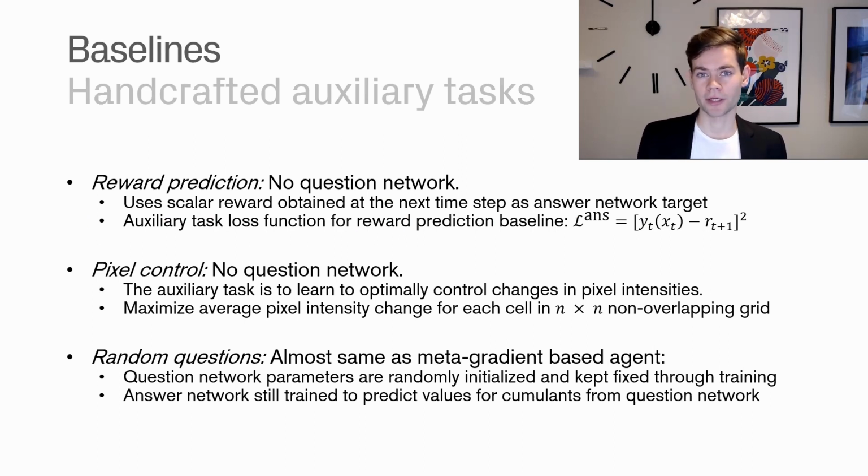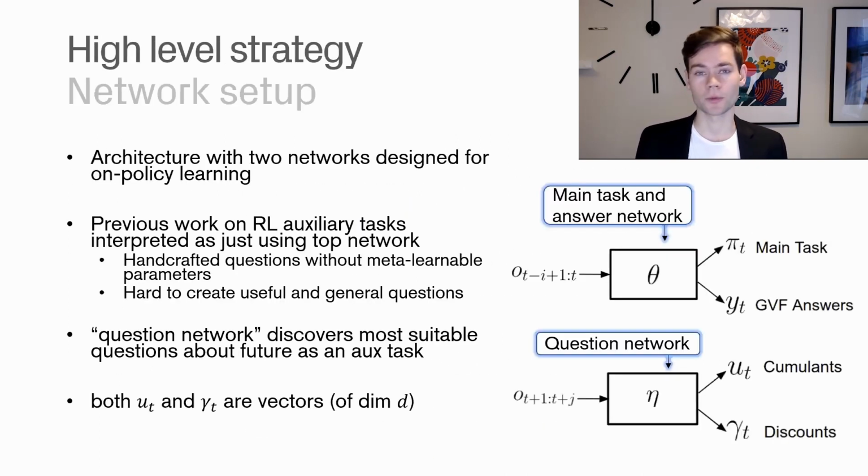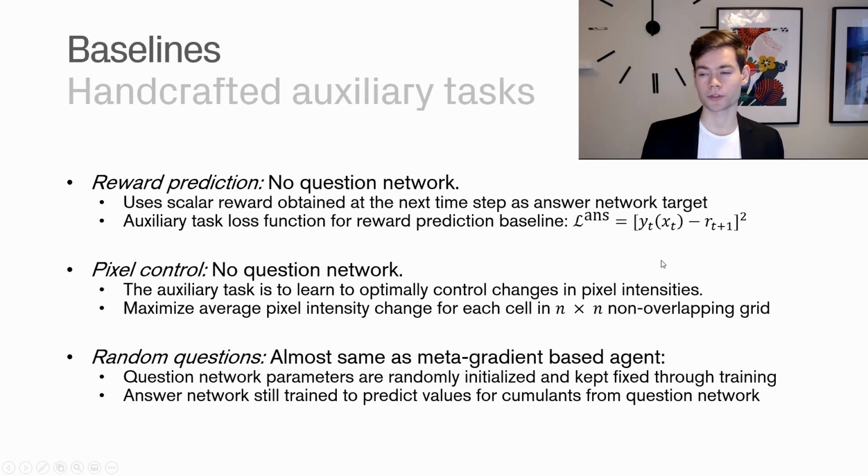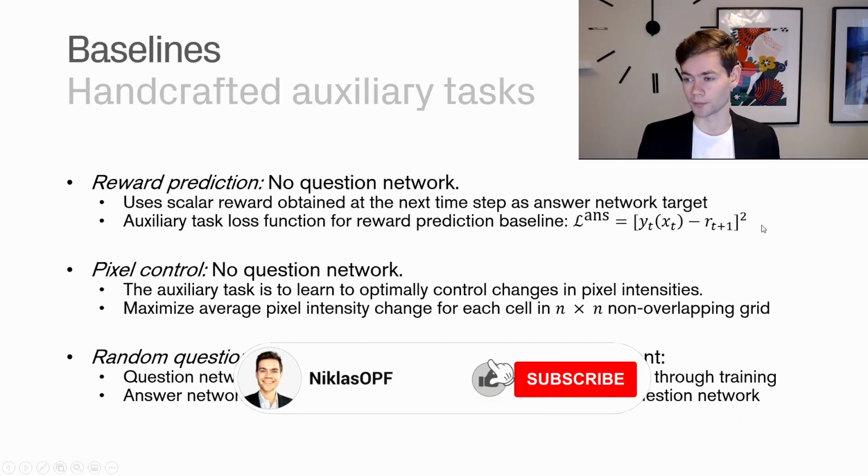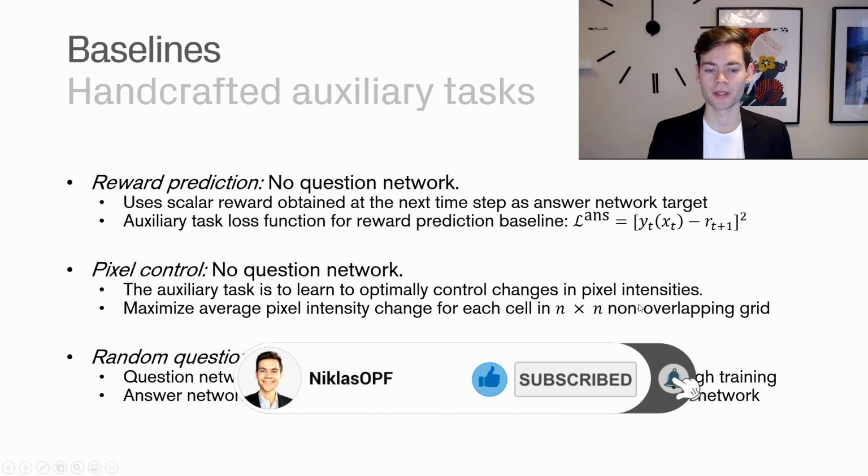So the first thing we want to have a look at is something called reward prediction. This is a no question architecture. So basically what we're saying is we don't have this question network. We only make use of the main task and answer network. And what we try to do is estimate the reward of the next time step. So we can see the loss function right here, which is basically just our approximated value minus the reward at time t+1. And then it's an MSE, so we square the error.